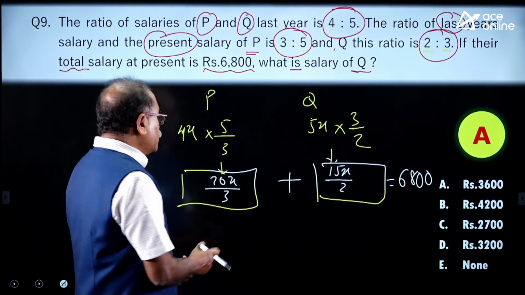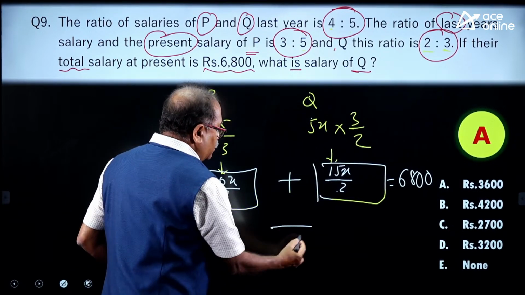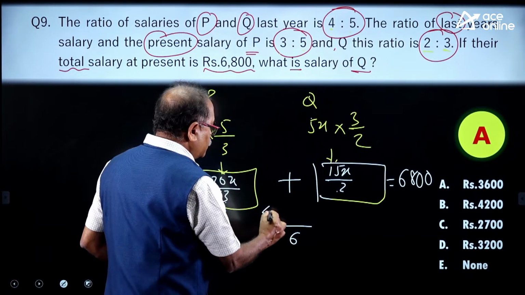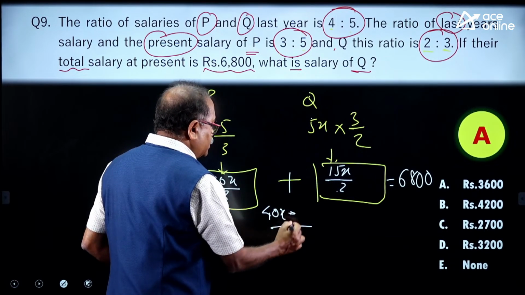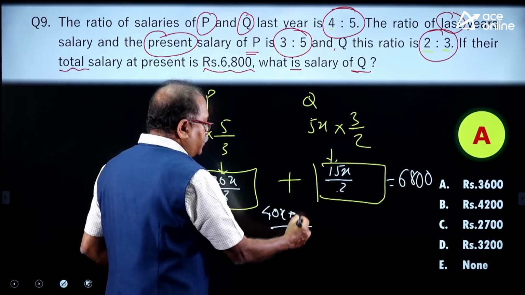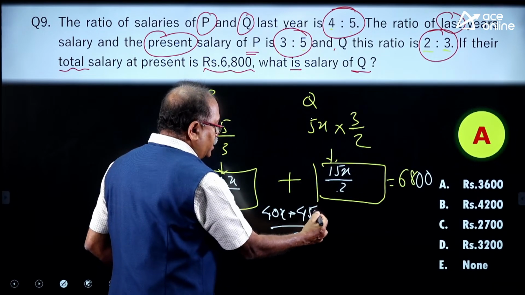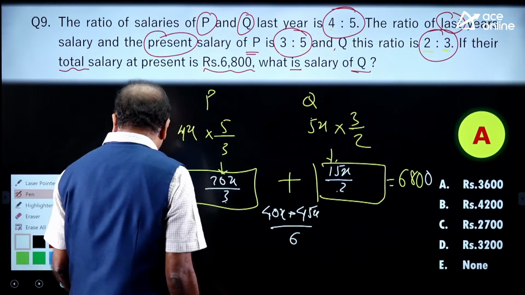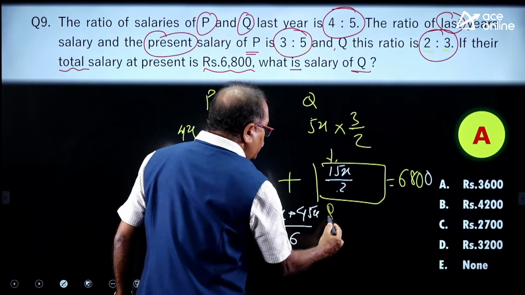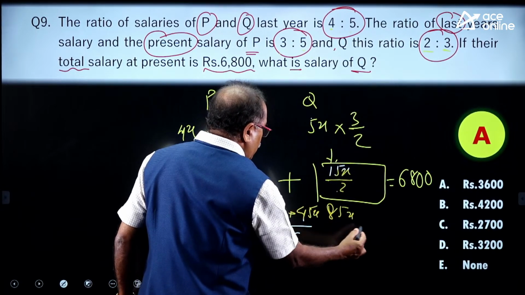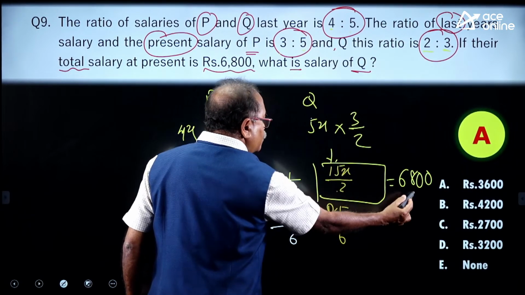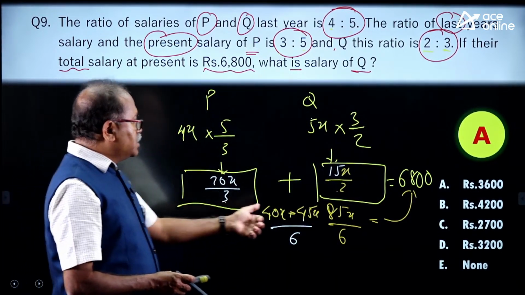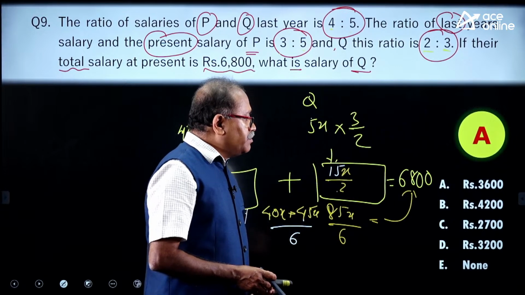Let's take the LCM over here, of 3 and 2. The LCM is 6. Here 20 into 2 is 40x, plus here 15 times 3 is 45x. So overall this is 85x. I am getting 85x by 6 is equal to this number given to us. So will this number be getting cancelled by 85?